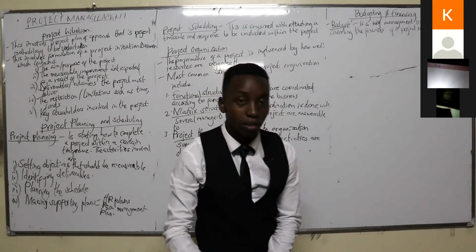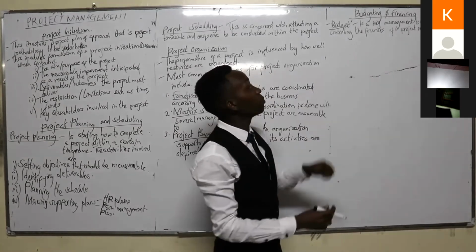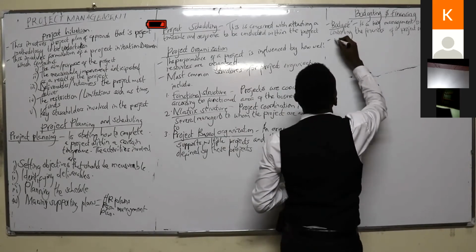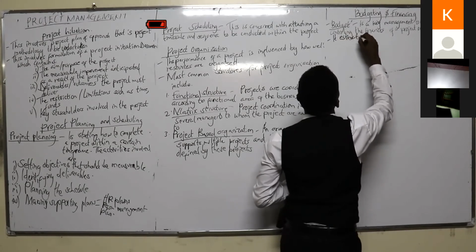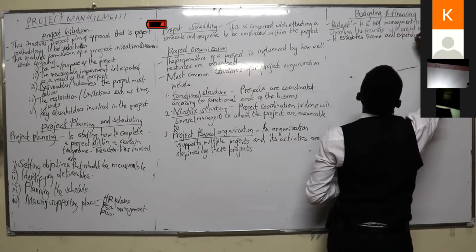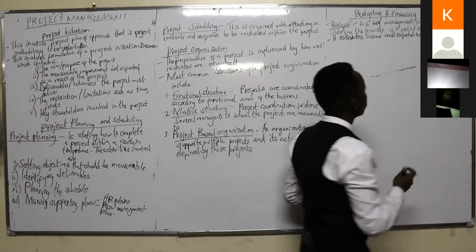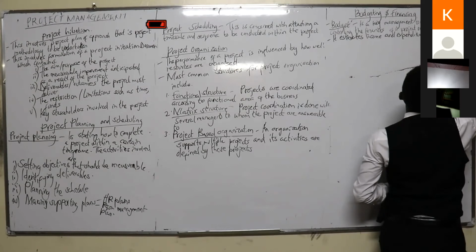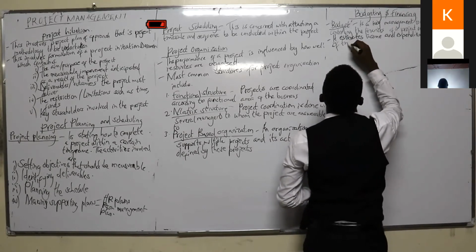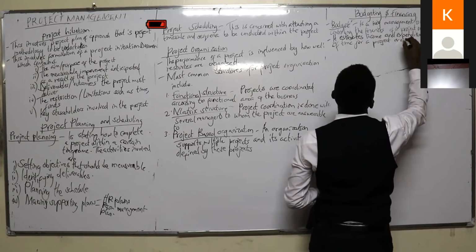So in other words, what you're saying is that these budgets estimate the kinds of costs that you're going to incur. So they provide an estimate, so you can add that point that budgets estimate the income and expenditure to be incurred for a set period of time, for a project or organization.